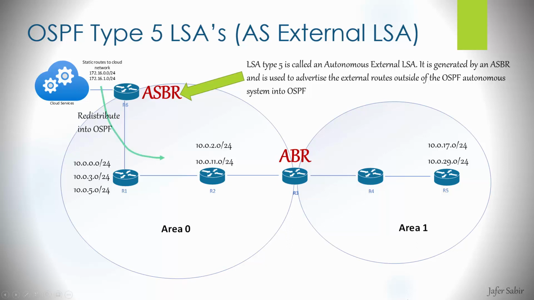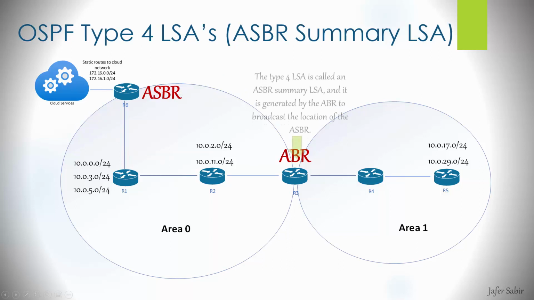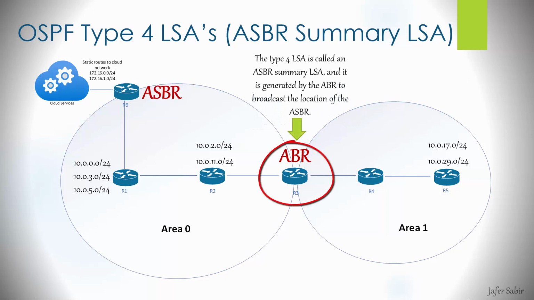The summary network can then be propagated into the OSPF domain and into all of the topology and routing tables across the hundreds or maybe even thousands of OSPF routers within the OSPF domain. And finally, an LSA Type 5 is created for each external network being redistributed into the OSPF domain. The Type 4 LSA is called an ABR summary LSA, and it's generated by the ABR to broadcast the location of the ASBR. So on the screen it's generated by R3, which is the ABR, to broadcast the location of R6, which is the ASBR.